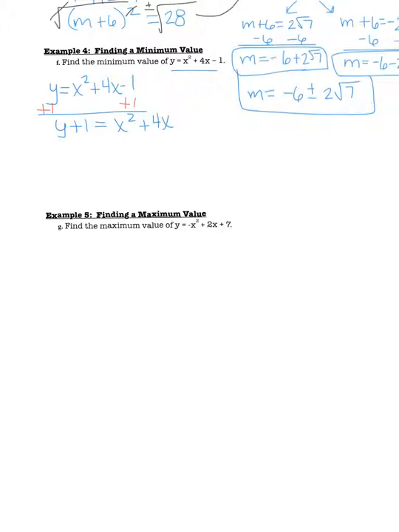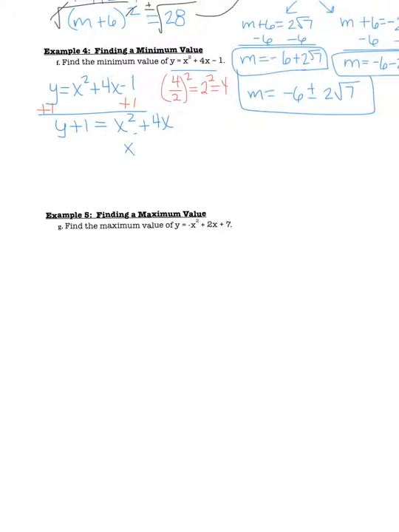Now we're going to complete the square, so we need to take the b coefficient in front of x, and we're going to divide it by 2 and square it. 4 divided by 2 squared. 4 divided by 2 is 2. When we square 2, we end up with 4. So we're going to be adding that 4 to both sides of the equation.